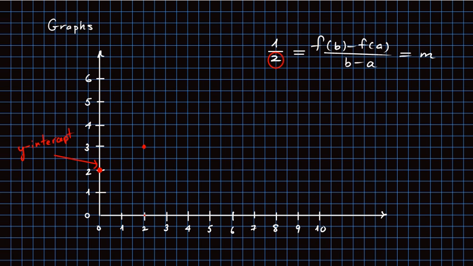So you probably recognize this, we're talking about rise over run. So the rise here is 1, the run is 2. This is the run, this is the rise. In terms of the values of the function, in terms of this formula, I'm using 0 as a, 2 is b. f of a, that's 2. And f of b is 3.